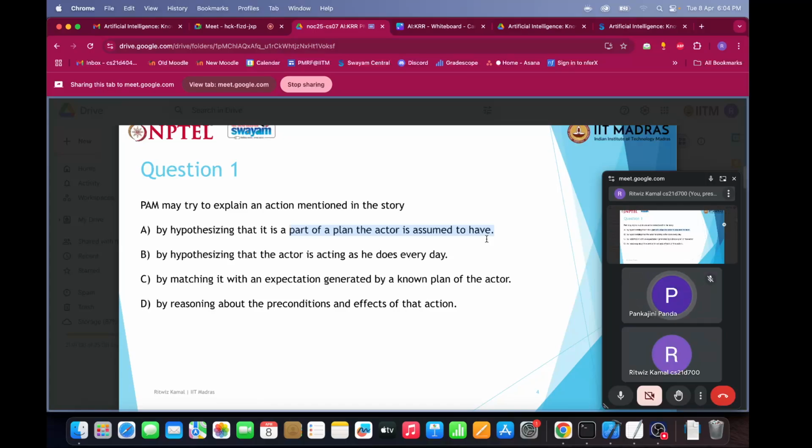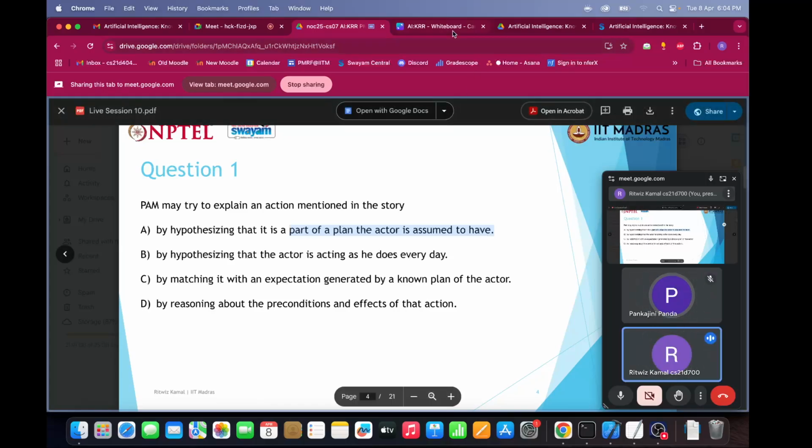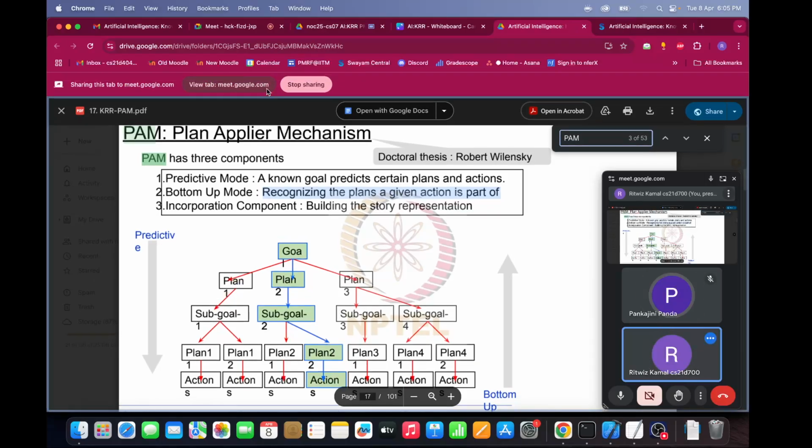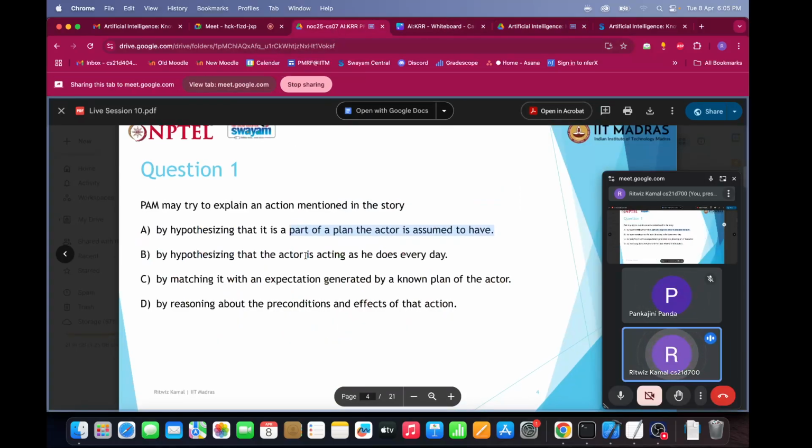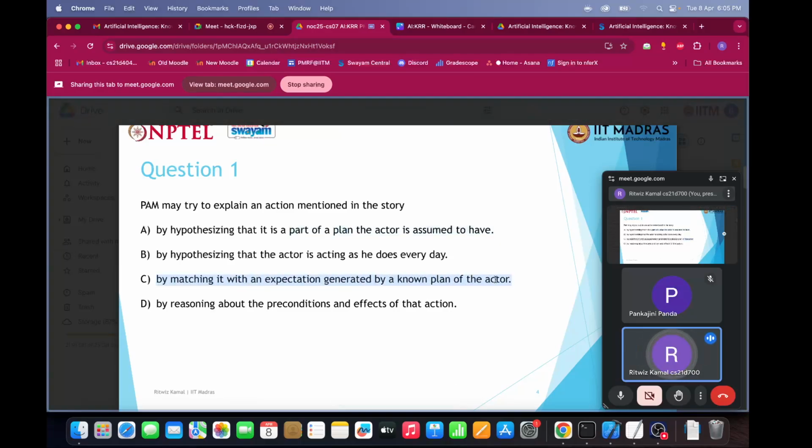And if we look at the other component, the predictive mode, which says that a known goal predicts certain plans and actions. Now, this is similar to option C, right? By matching it with an expectation generated by a known plan of the actor. So here the plan is known and then the actions are generated based on that plan, right? So these two options, options A and C, are the ones that have the closest similarity to the three components of PAM mentioned in the lecture slides.